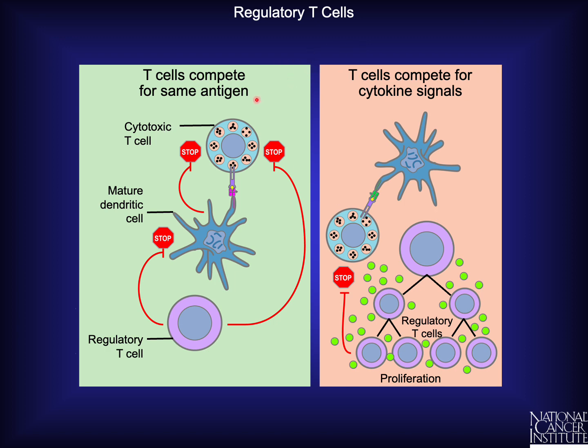One, T cells could compete for the same antigens, so they could block off these receptors and stop white blood cells from being activated. Two, T cells could compete with cytokine signals. So as T cells are proliferating and you get more and more T cells, they're releasing more and more cytokines, and those cytokines are giving chemical signals to those white blood cells to stop the immune response.